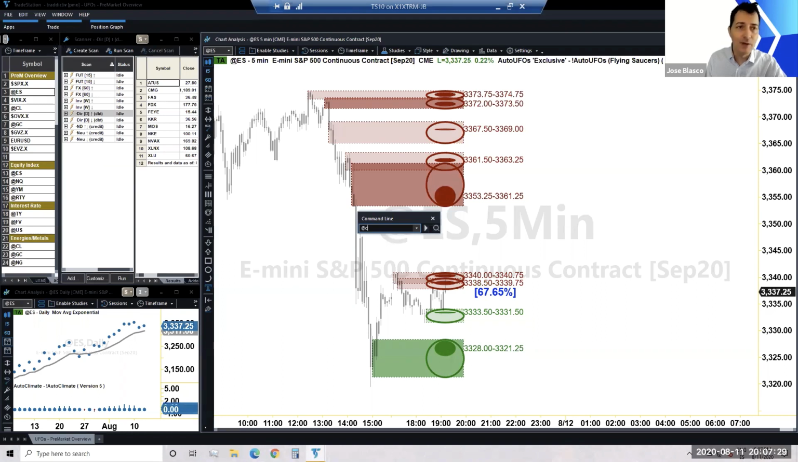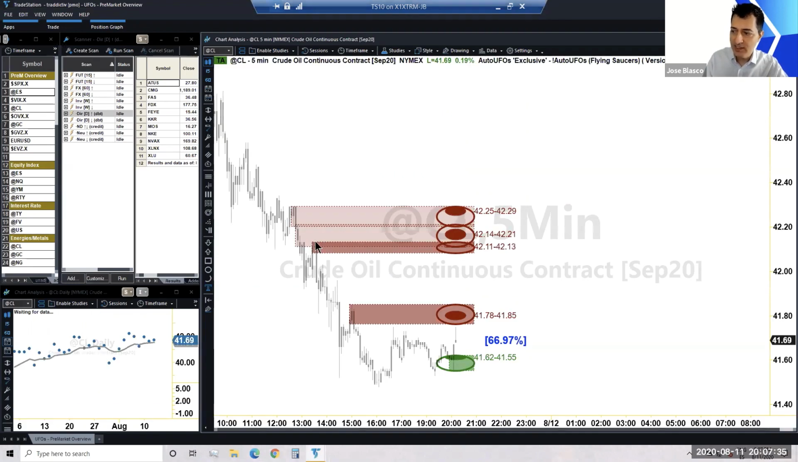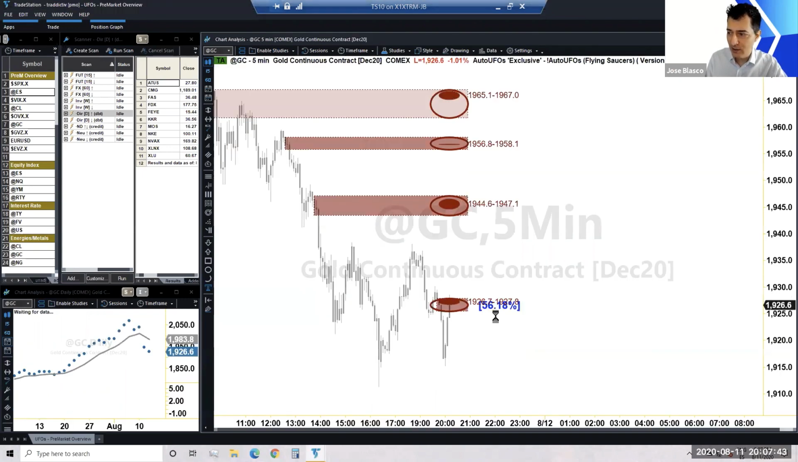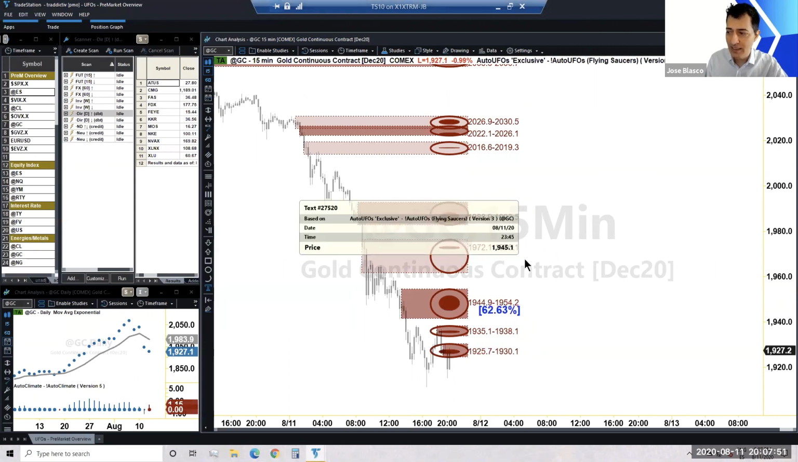So what about crude oil? I never traded crude oil. What should I expect? So I'm loading crude oil, and now it's 66.97%. Oh, I never traded gold. What if I do it with gold? Now you load gold, and it tells you 56%. Oh, wait a minute, gold is not so good to trade on the 5-minute. What if I use the 15-minute? Well, the 15-minute gives me 62%. That's good enough. Let's go for it.